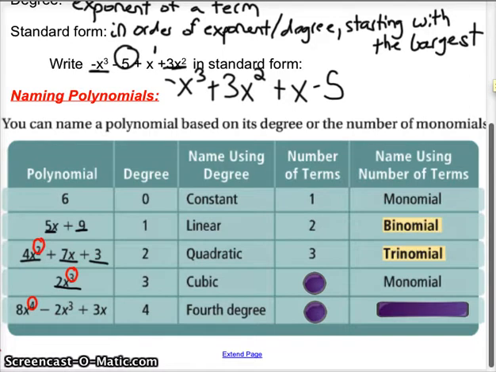Number of terms, I count 1, 2, 3 terms, which is something you should already know. It is a trinomial. And I apologize if I forgot to show you that one. It was just 1.